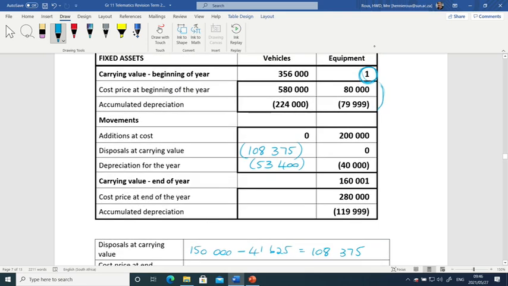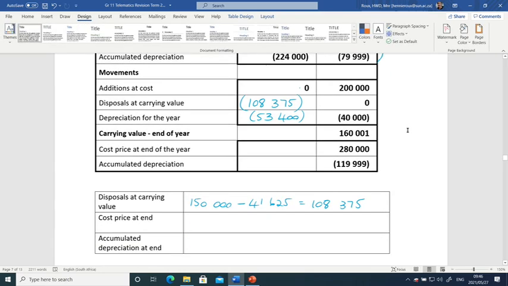At the end of the year, cost price was 580. We didn't buy any new vehicles, but we did sell vehicles. So it was the 580,000 that we had at the beginning minus the 150 that we sold, the cost price of what we sold, to give us the 430,000 at the end. That 150,000 doesn't appear somewhere in this note. You have to remember to subtract that because that was the cost price of what we sold.